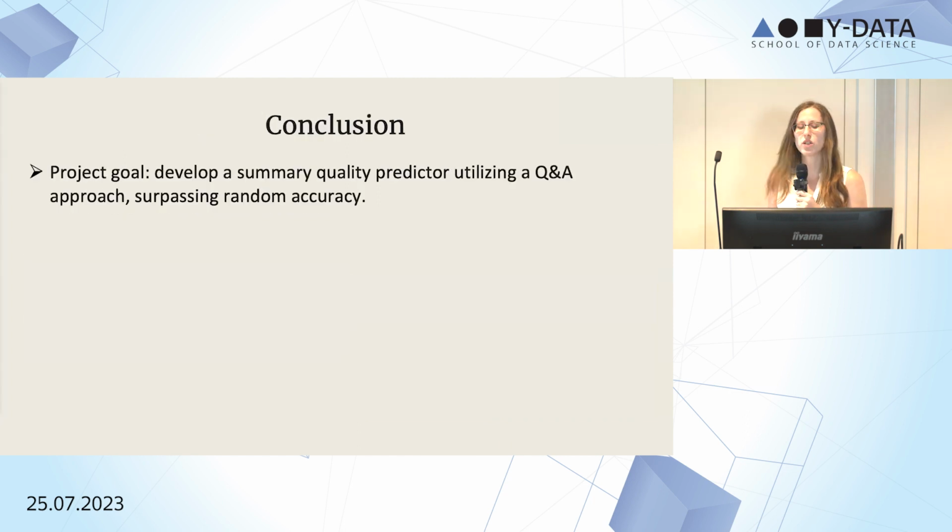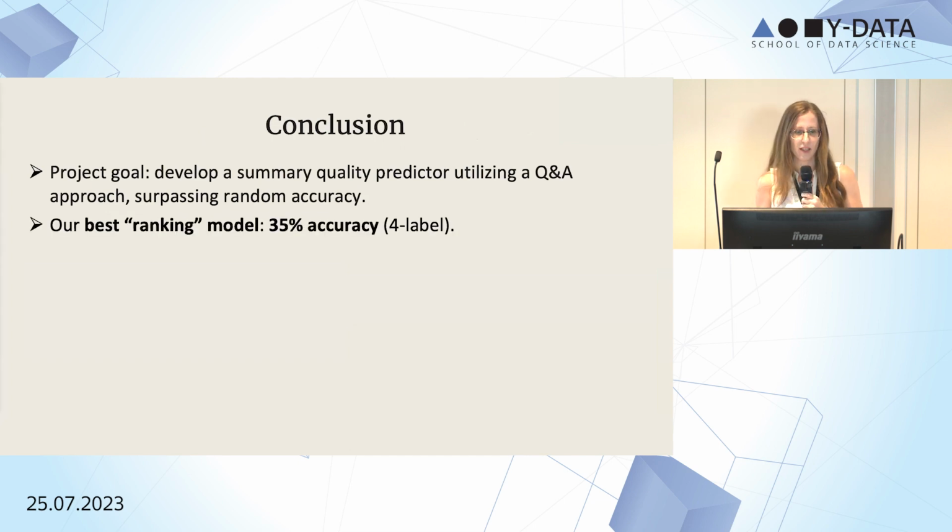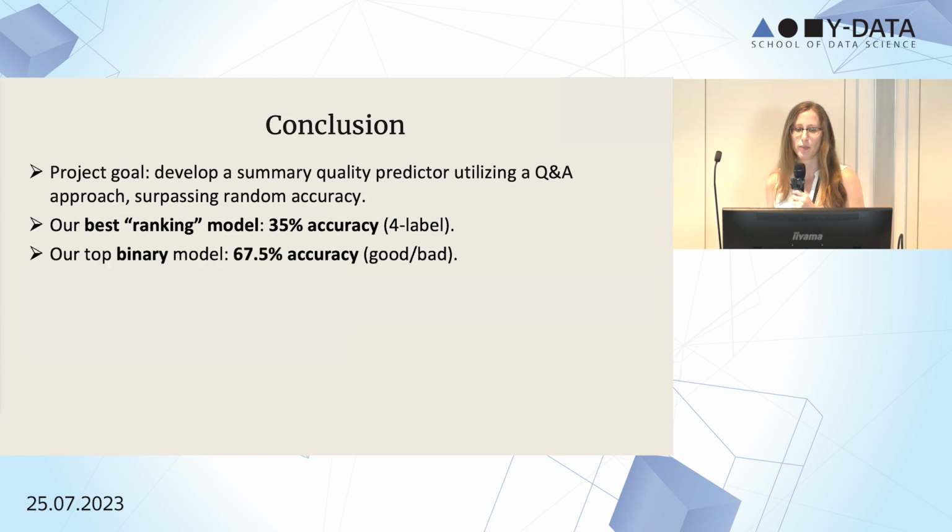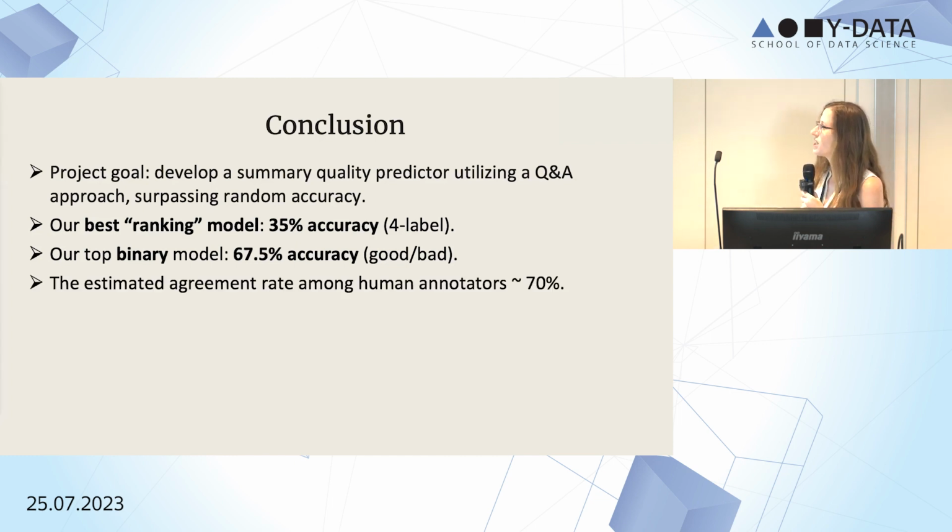So to conclude the project, the goal of our project was to develop a summary quality predictor using this question answering approach and surpassing the random accuracy. Our best ranking model for the 4 labels reached an accuracy of 35% compared to the 25% of random accuracy. Our best binary model reached an accuracy of 67.5% compared to the 50% of random accuracy. And this result is pretty encouraging since, if you remember, the estimated agreement rate among human annotators is only about 70%. So we really got really close to that bar.